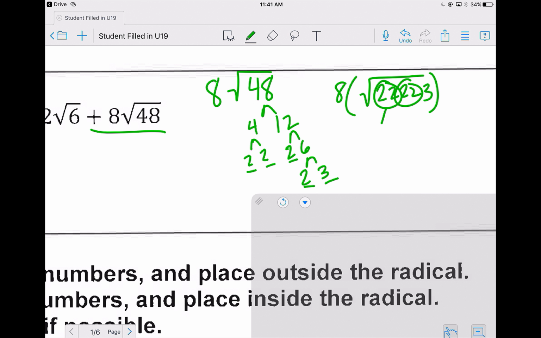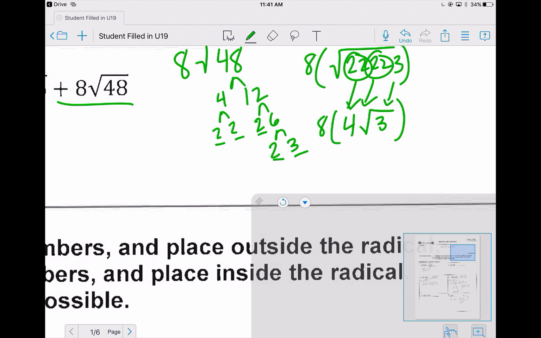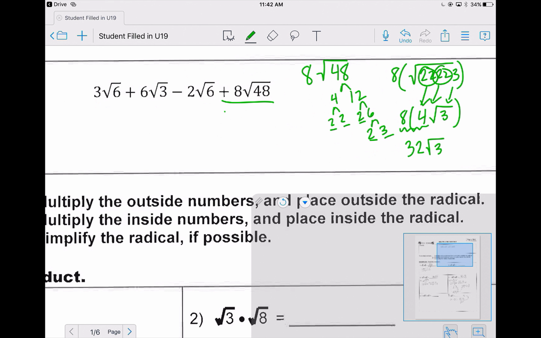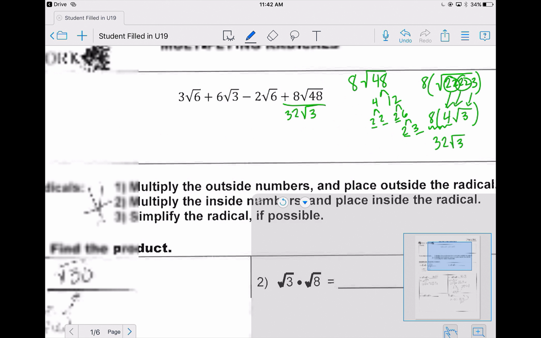So 2 pairs of 2 are going to go outside the square root. 2 times 2 is 4, and then a square root of 3 stays inside the square root. And then 8 times 4 are both outside of the square root, so that would be 32 square roots of 3. So I will replace this with 32 square roots of 3.